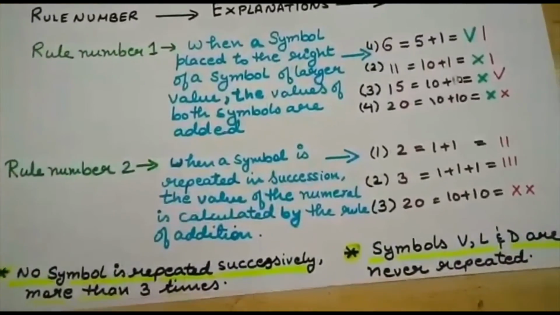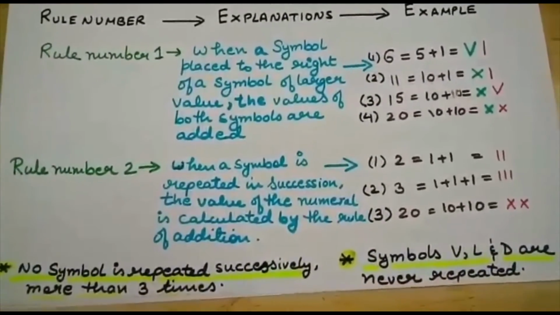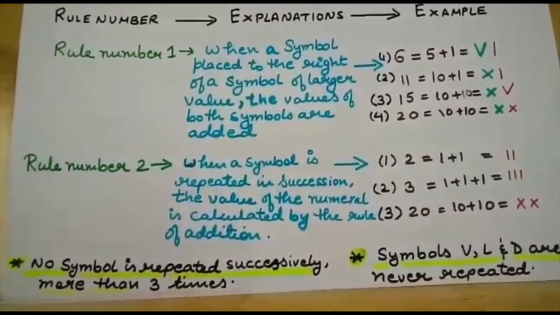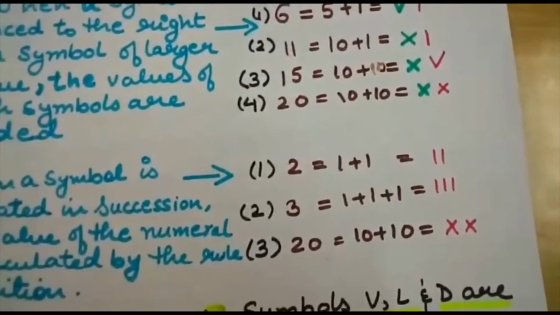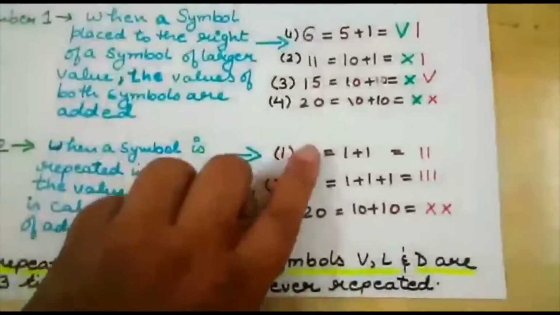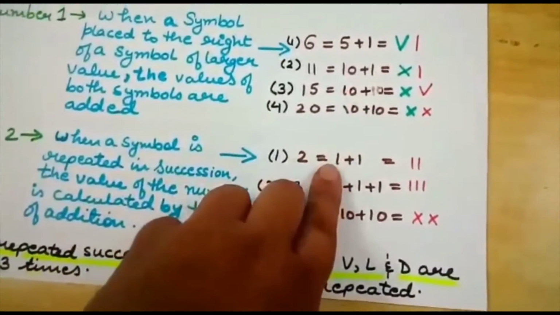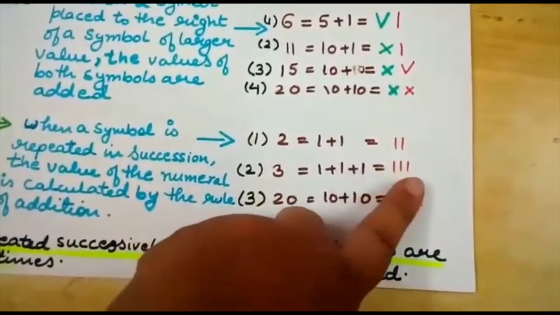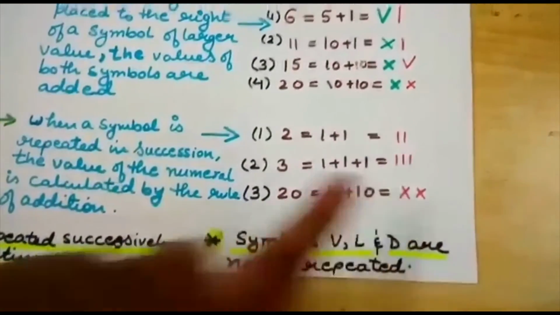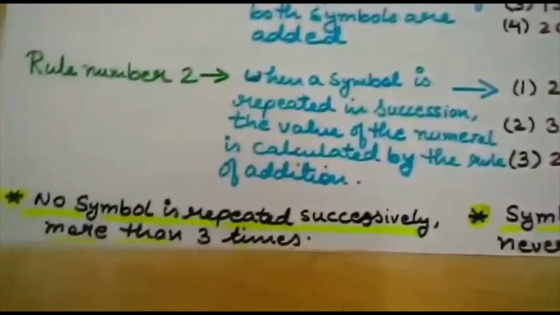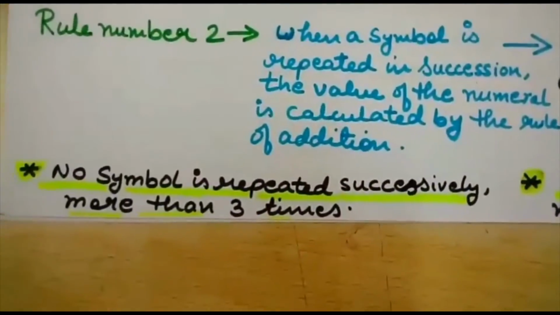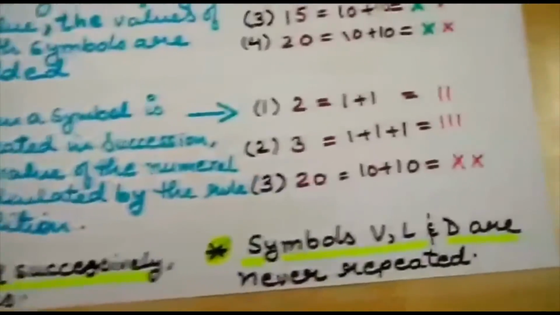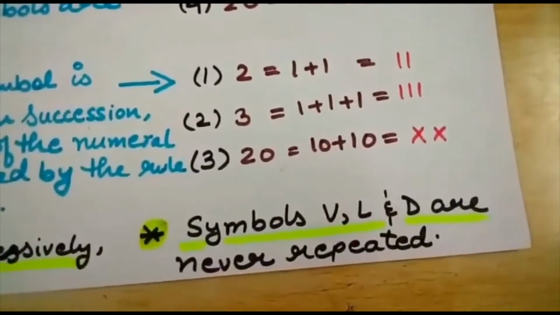Now we learn about rule number 2. When a symbol is repeated in succession, the value of the numeral is calculated by the rule of addition. That means if I am adding a particular number, if you can see 2, if I break it, 1 plus 1, that gives you one ice cream stick, another ice cream stick. I hope that is clear. Now, as I told you, no symbol is repeated successively more than how many times? 3, correct. And the symbols V, L and D are never repeated.